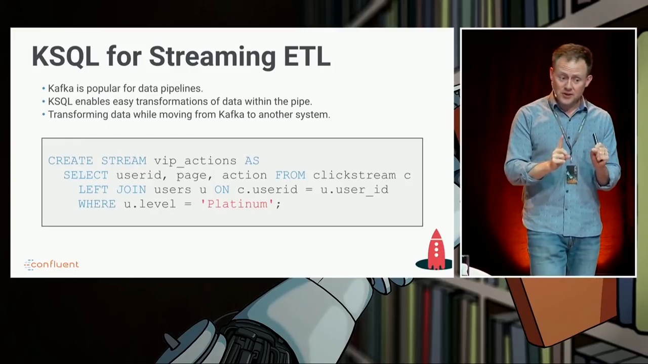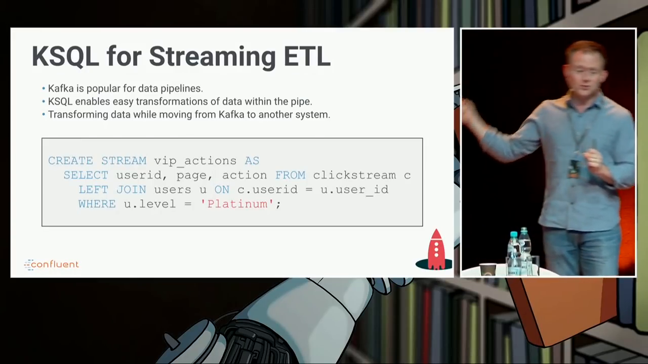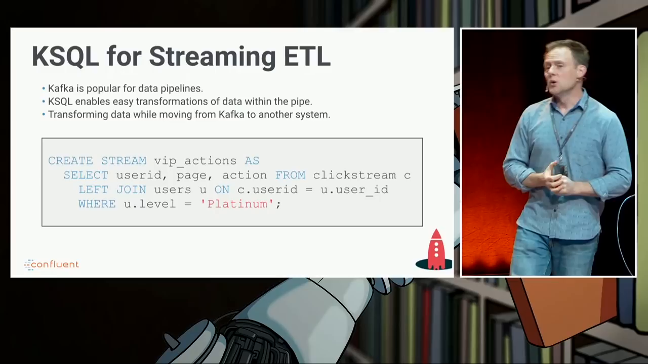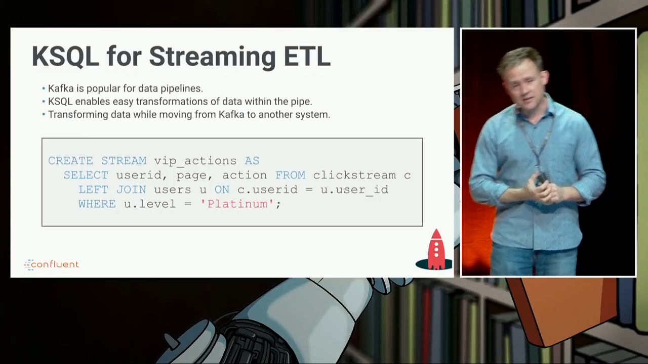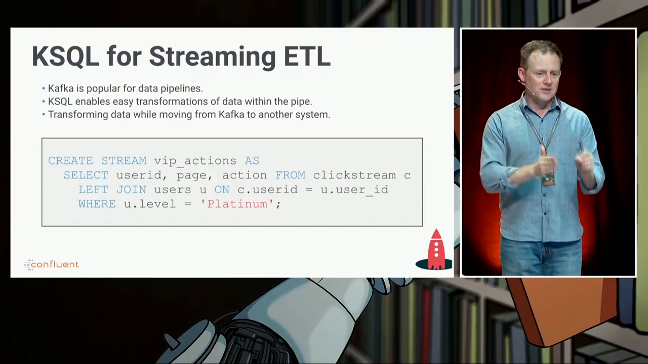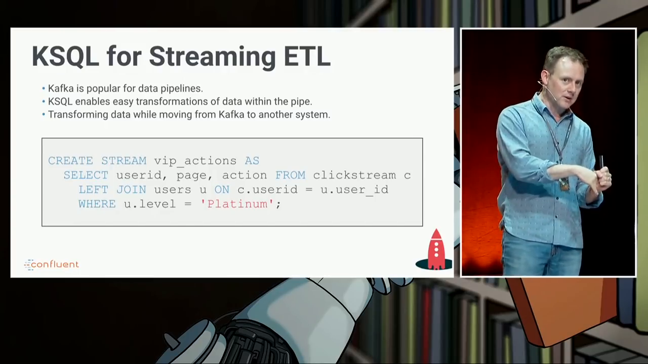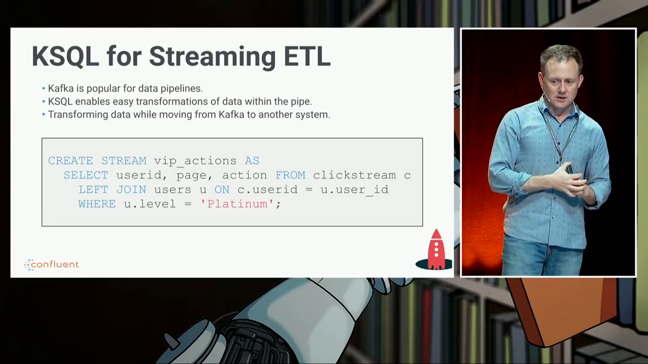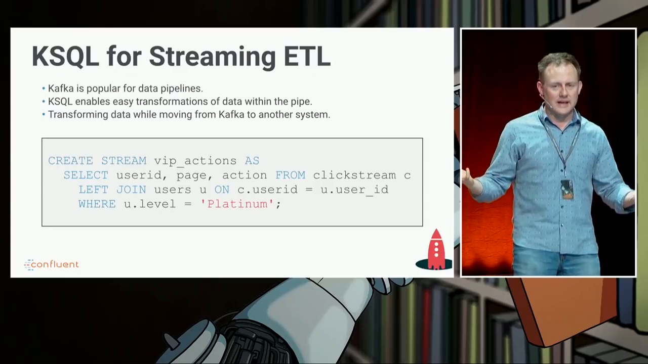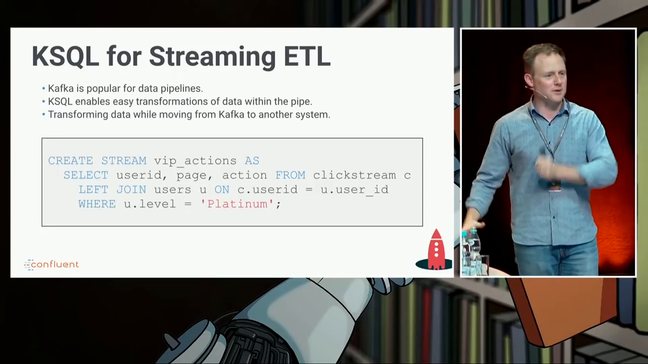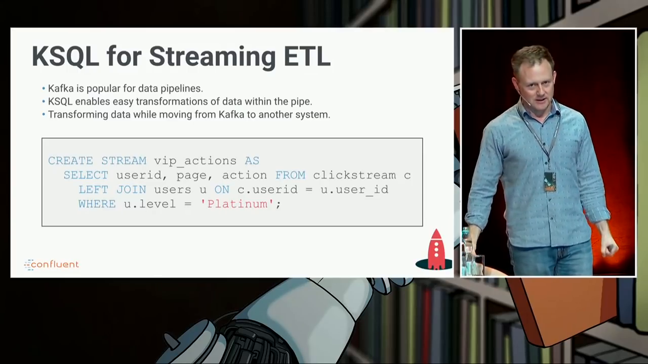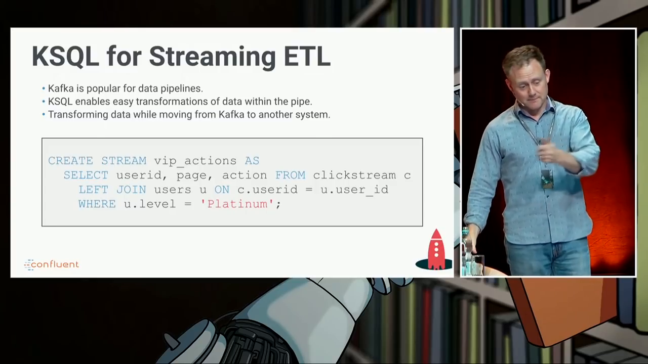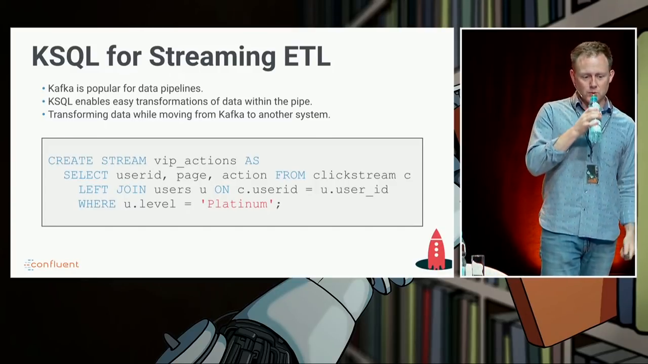And the results of the select are being produced to a new stream called VIP actions, which by default, if I don't tell it otherwise, will overlay a topic by the same name. So this KSQL query will be producing records, producing messages to a topic called VIP actions. And I can consume that directly. I can Kafka connect it out to a relational database or S3 or whatever I want to do. It's a Kafka topic. It's a part of the Kafka platform, and I can do anything I need to with it. But my point is I'm producing it with this KSQL query.